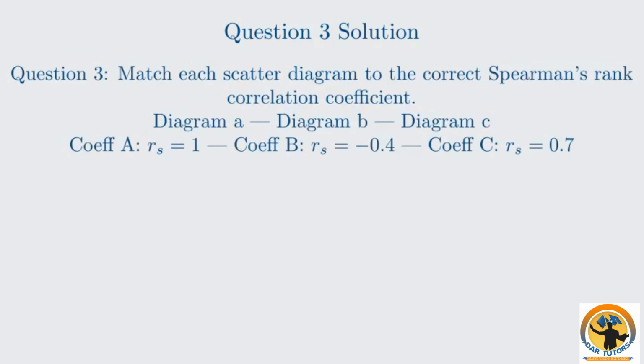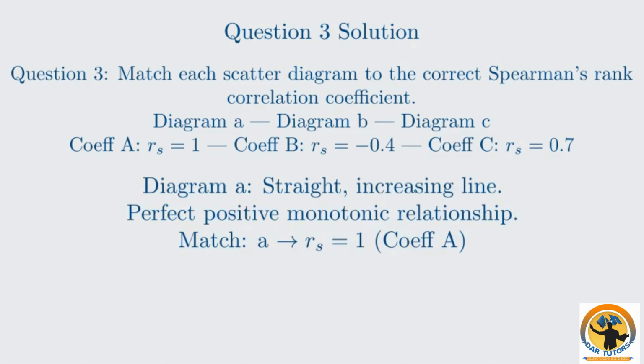We need to match the three diagrams to the coefficients Rs = 1, Rs = 0.4, and Rs = 0.7. Let's analyze each diagram. Remember that Rs measures the strength and direction of a monotonic relationship. Diagram A shows a perfectly straight increasing line. This is the definition of a perfect positive monotonic relationship, so Rs for this diagram must be exactly +1.